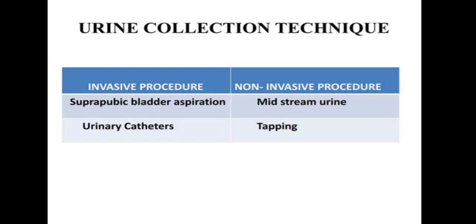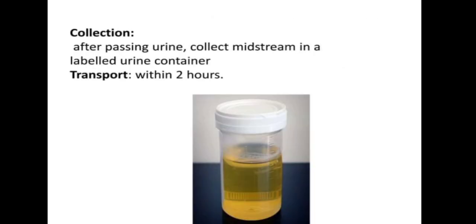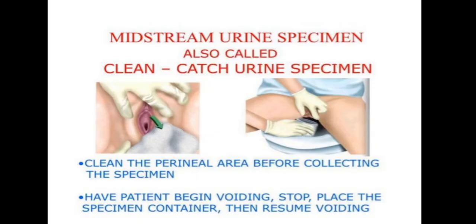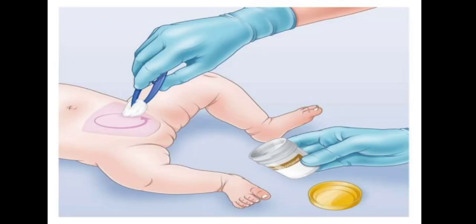Urinary tract. We can take the sample by invasive procedures like suprapubic bladder aspiration and urinary catheter. By non-invasive procedures, we can use the midstream urine and tapping. You can see that, tapping.